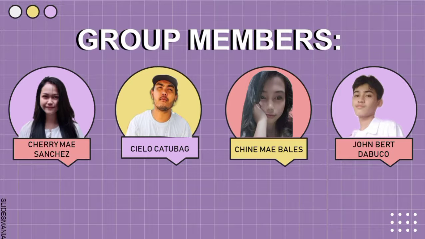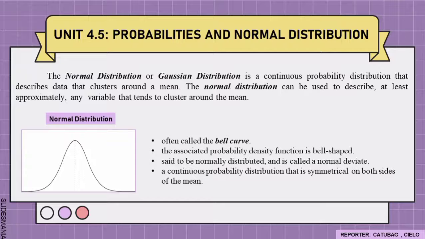These are the Group 5 members: I, Chair May Sanchez, Shelo Katubag, Shine May Bales, and John Bert Dabuco. For this topic, probabilities and normal distribution, we will give this part to Shelo Katubag.